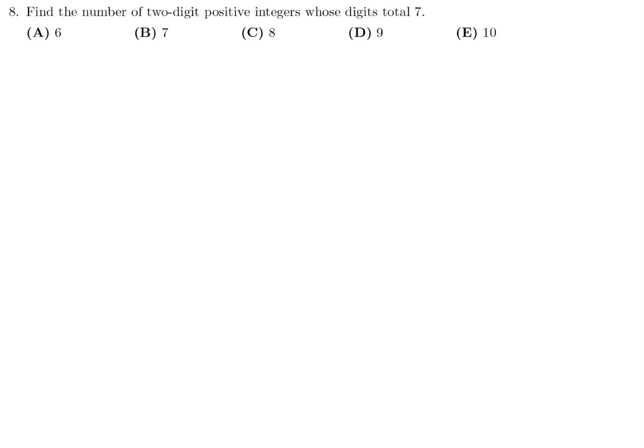Find the number of 2-digit positive integers whose digits total 7. So the number has 2 digits. Let's call them A and B. And they're saying that A plus B has to equal 7. All right, no problem. Let's see. 7 and 0, that would work.